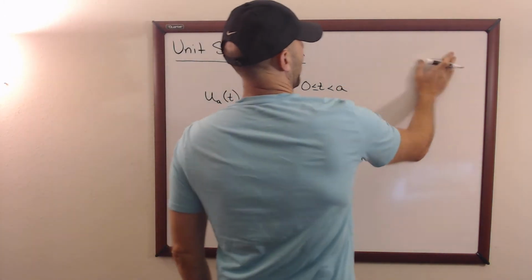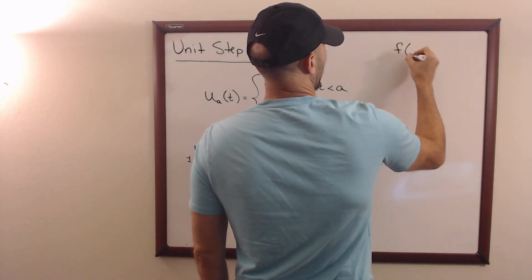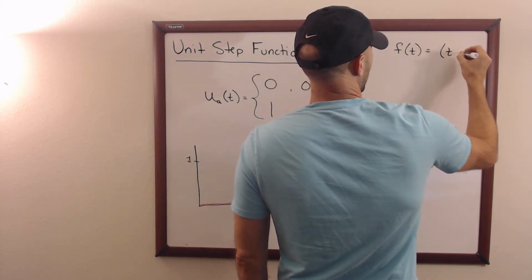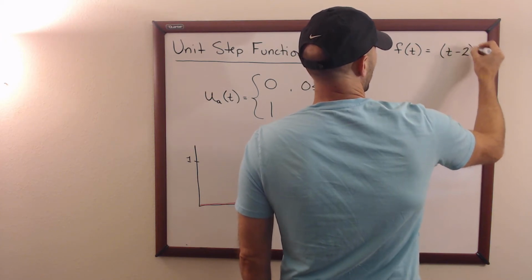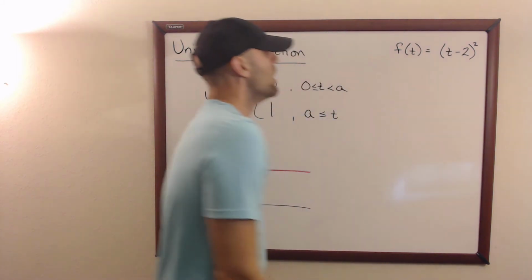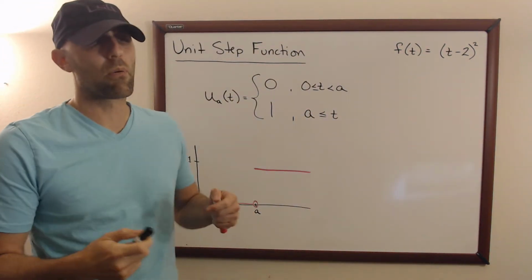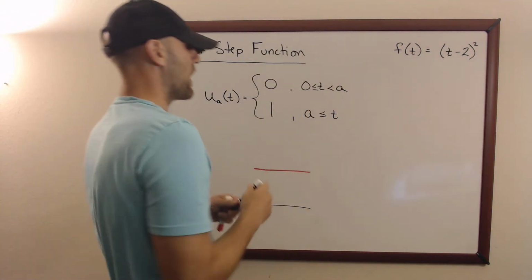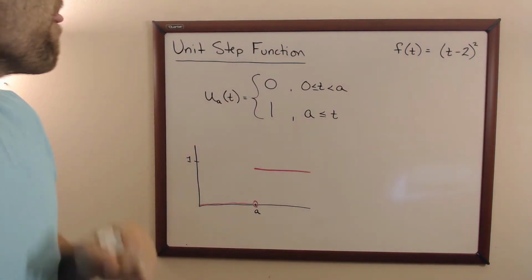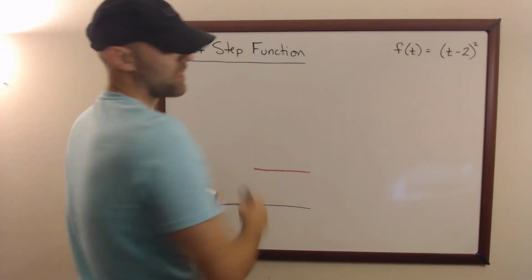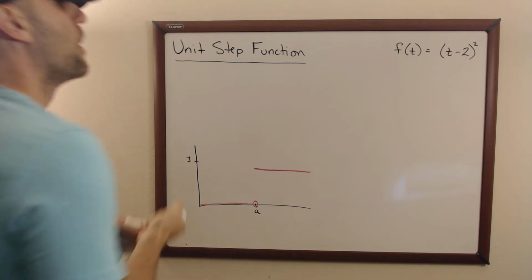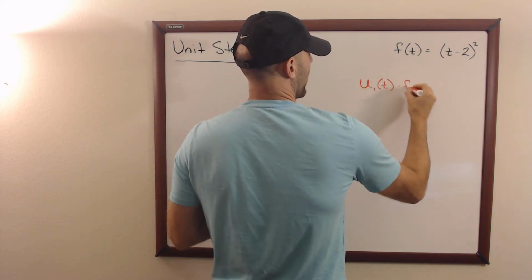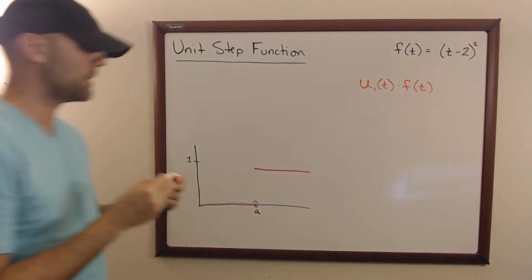So for example, let me take a look at the following function. Let's say I have f of t, and f of t is (t minus 2) squared. That's just a normal parabola, shifted to the right 2 units, and we know what this looks like. But the one I want to look at is u sub 1 of t times f of t.